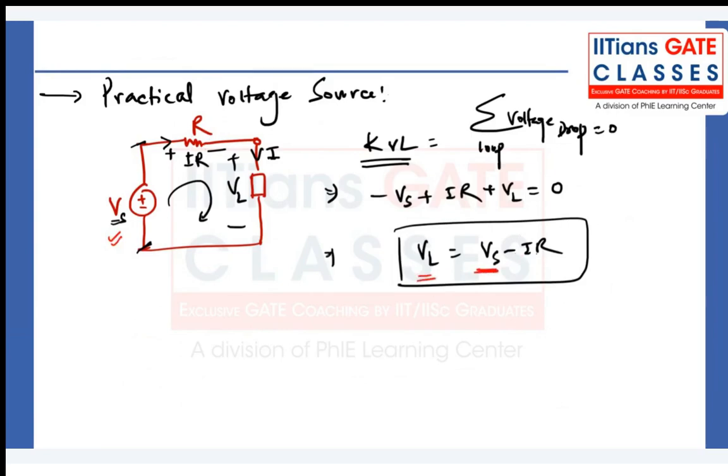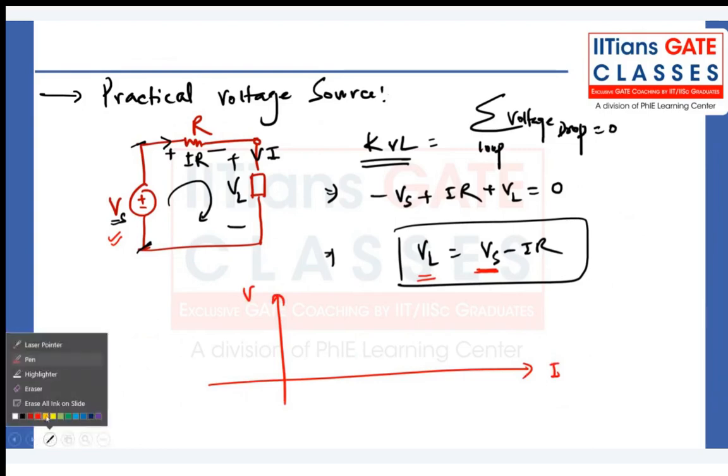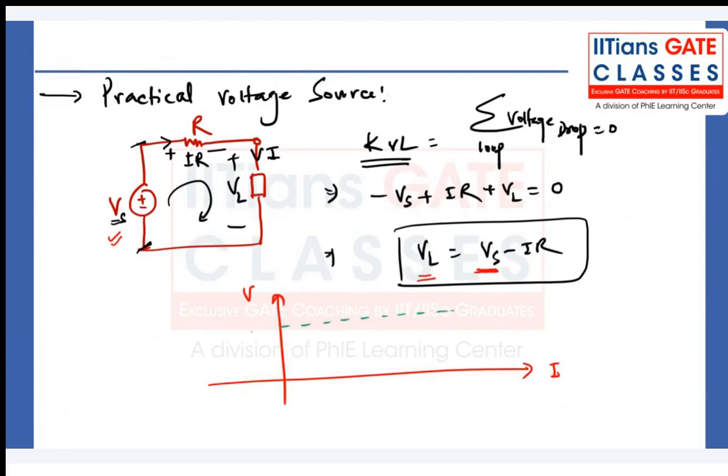So if you draw the picture, V versus I. Because of this current, initially it was like this. This was the ideal picture, VS. But now there will be a slope, a negative slope, right? It means there is a change in voltage, you can say.